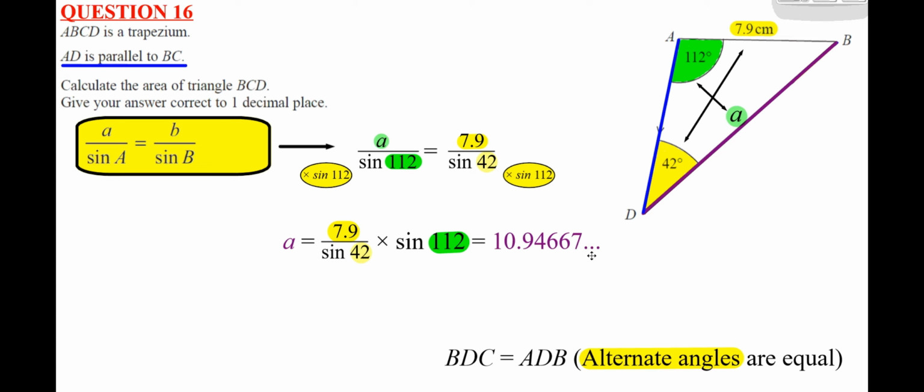I'll give it to 5 here with dot dot dot, just denoting that this is going to be irrational and this decimal would go on probably forever. So now we know that A is 10.94667. We can substitute this into this trapezium diagram. If I swap out A and replace it with 10.94 and so on, we now might have enough information to work out the area of the triangle in question.